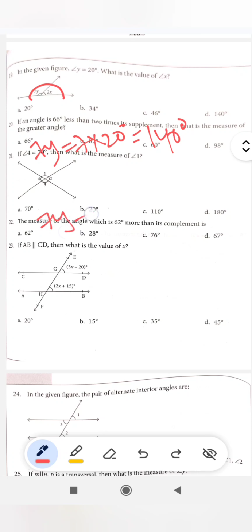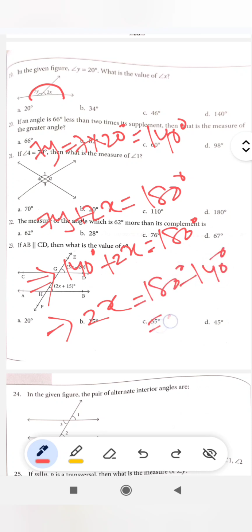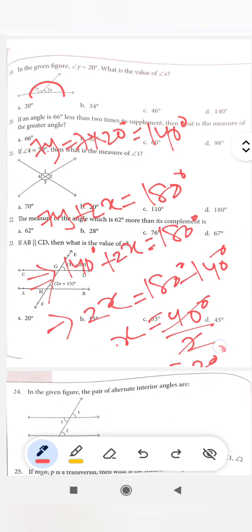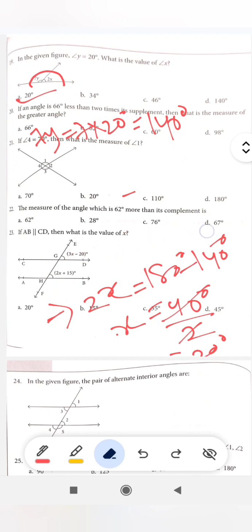So 7y plus 2x is equal to 180 degree and 7y value is equal to 140 degree plus 2x is equal to 180 degree. Now 2x is equal to 180 degree minus 140 degree, that is equal to 40 degree. So x is equal to 40 degree by 2, that is equal to 20 degree. Okay, so here the value of x is equal to 20 degree. That is the option A is the correct answer. Now come to the next part.